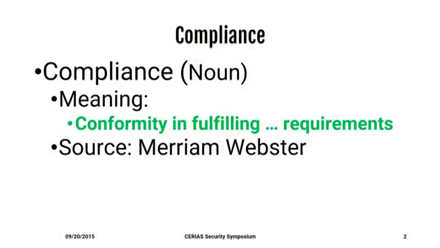Okay. So before we go any further, let's try to fix some terminology. Compliance is a noun, and what it basically means is conformity in fulfilling requirements. So it means satisfying some requirement. The source is the Merriam-Webster dictionary. Now, let's see how we can use it in a system building and protocol checking scenario.